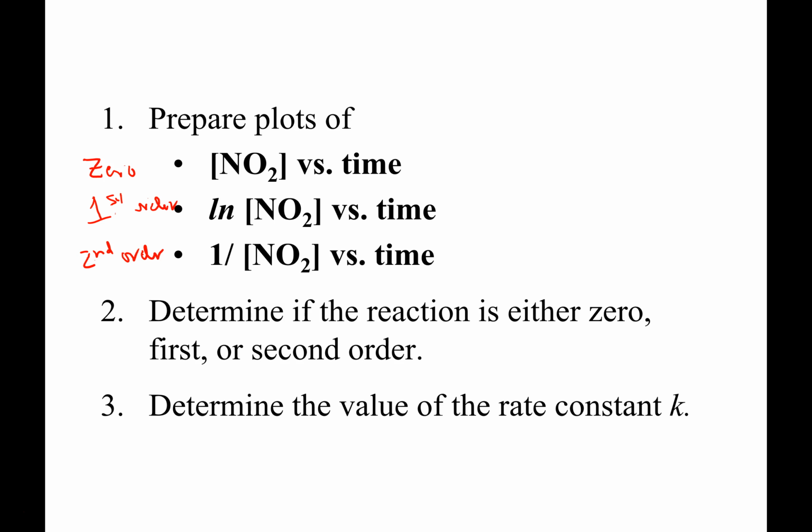It's pretty easy to do with Logger Pro. And then whichever one's straight, we're going to go ahead and pick off the slope to say what the rate law constant K is.